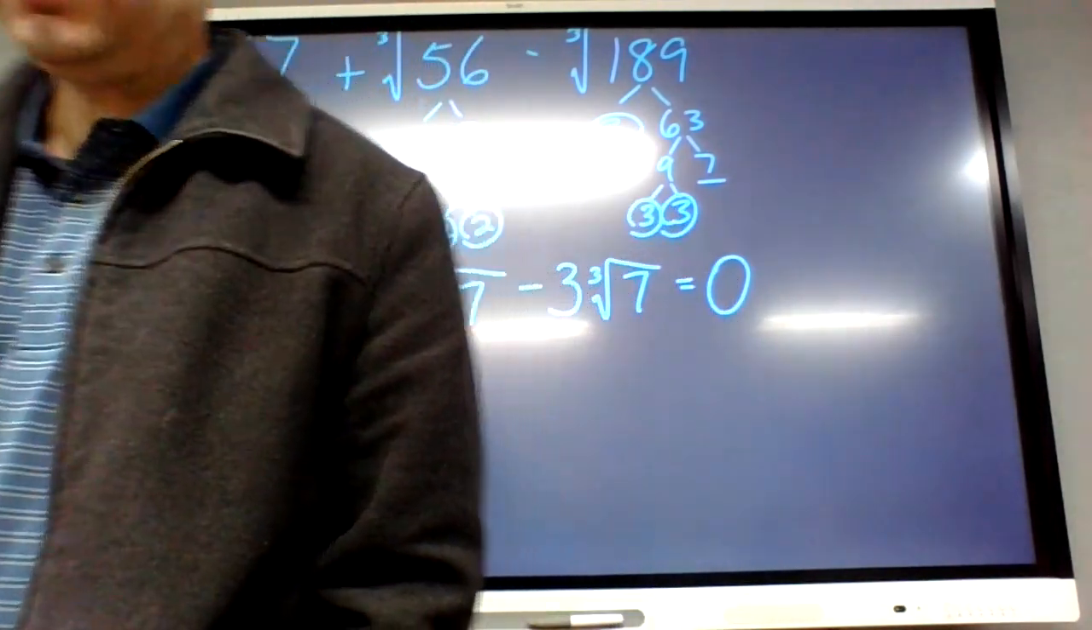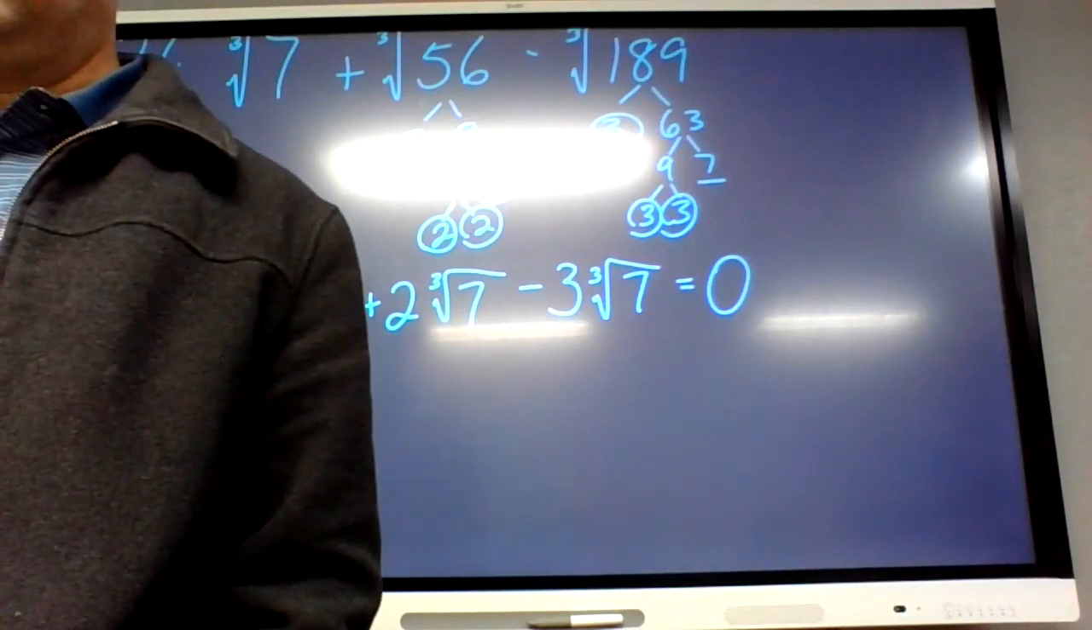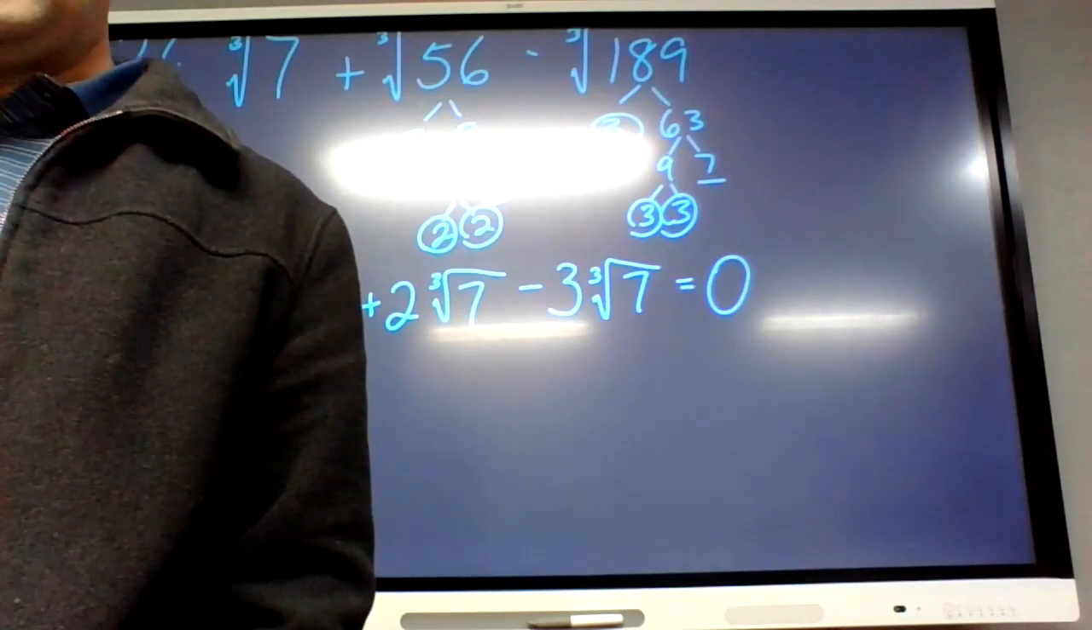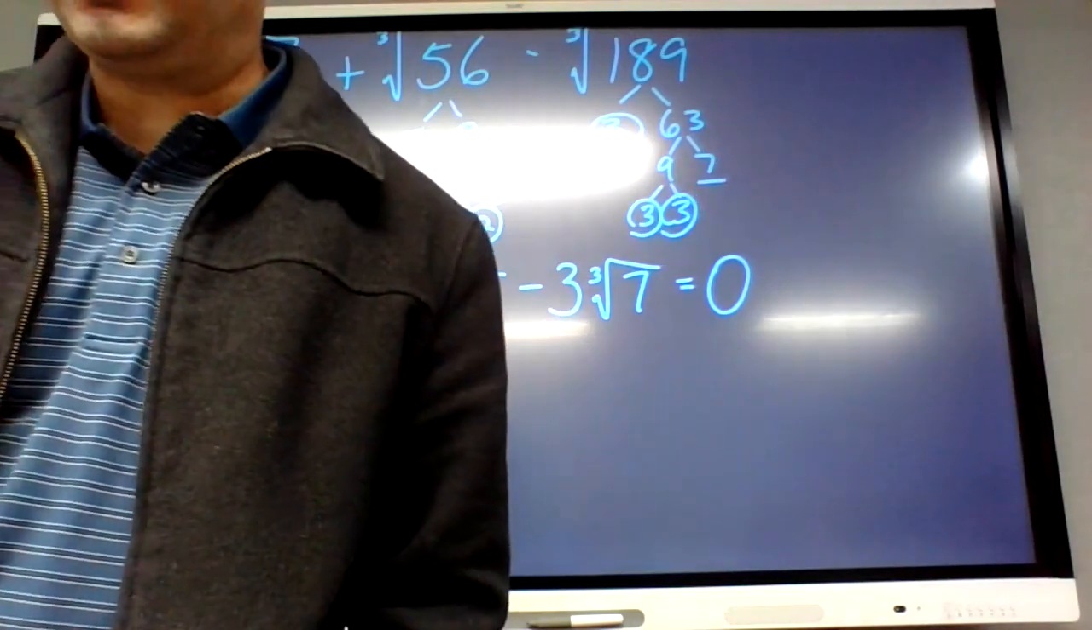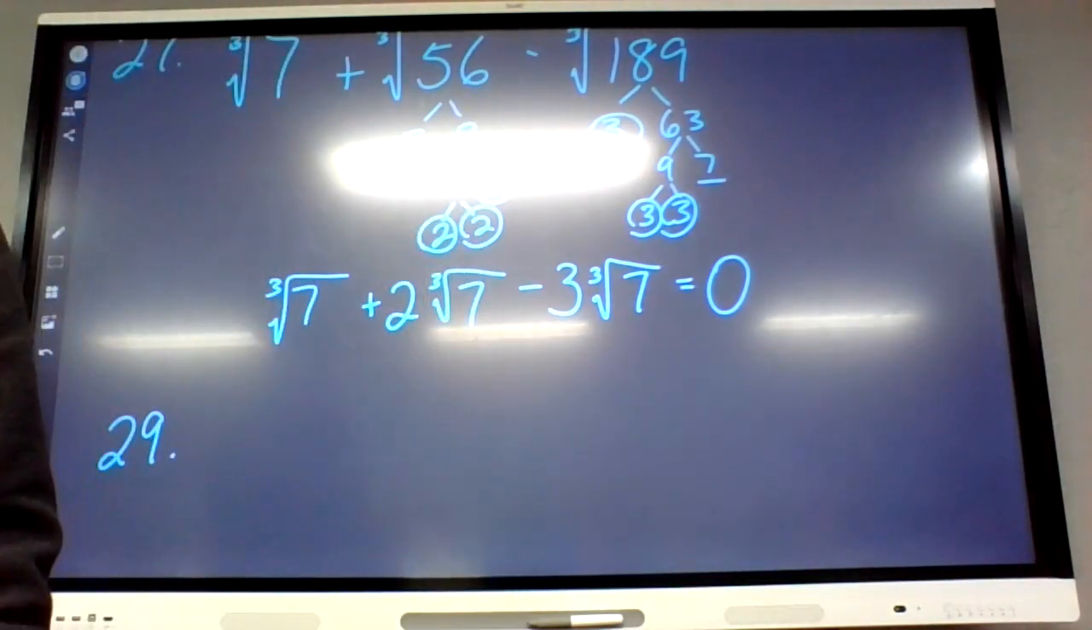How would you do 28 with that? So on the first term, the square root of 32 part will simplify.